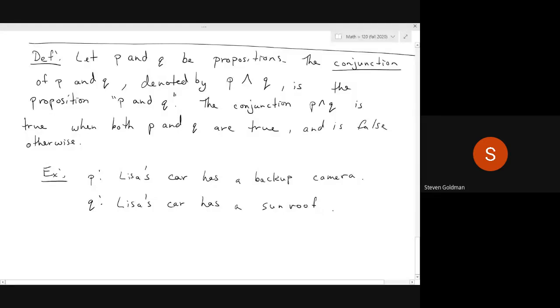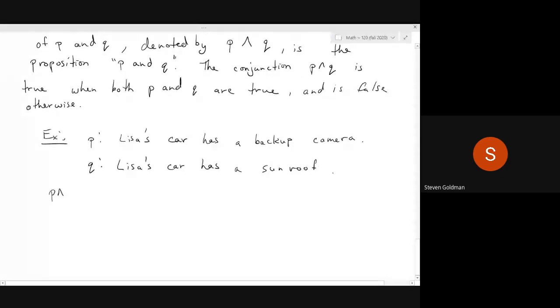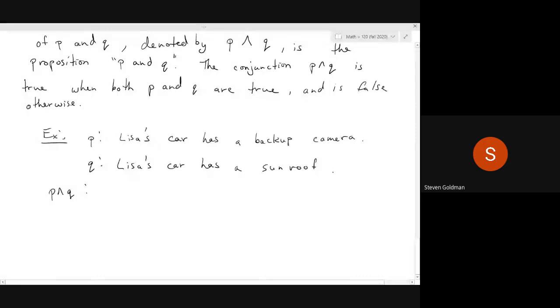So P is the proposition Lisa's car has a backup camera. Q is the proposition Lisa's car has a sunroof. All right. So the conjunction of these two propositions, P and Q, creates a new proposition, and this is a compound proposition because it's a combination of two or more propositions. Okay. This would be what sentence? So this would be the sentence, Lisa's car has a backup camera and Lisa's car has a sunroof, right?